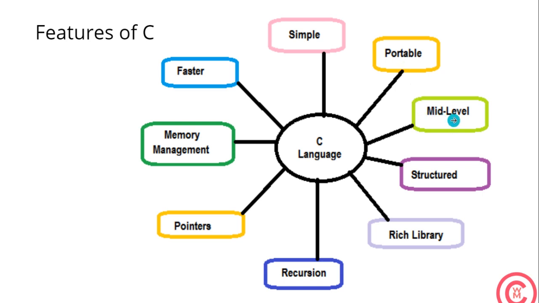So C program is considered a mid-level language. Why? Because this is basic for all other high-level languages, and it is a structured language. It means it has a set of rules to place the keywords in it. Rich library, and it has a rich library where so many options we can take and use in our code.